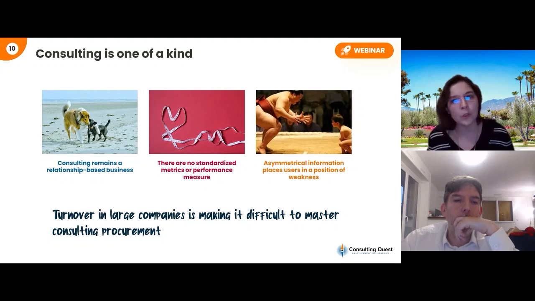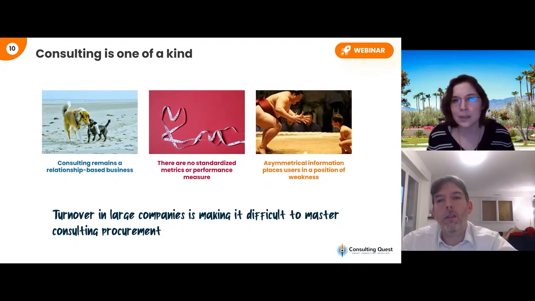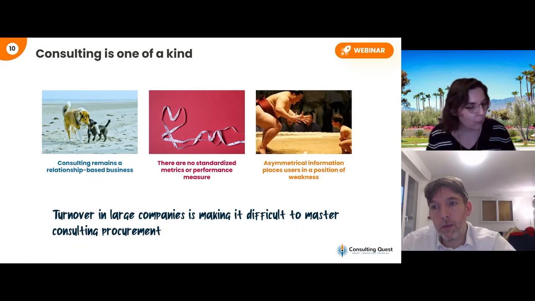And that's quite unusual, because many industries have developed some common measure of the expected outcome, or what is performance, or what is the quality of service, things like that. But that does not really exist in consulting. Some countries, some organizations have tried to do that, but that's not shared globally.